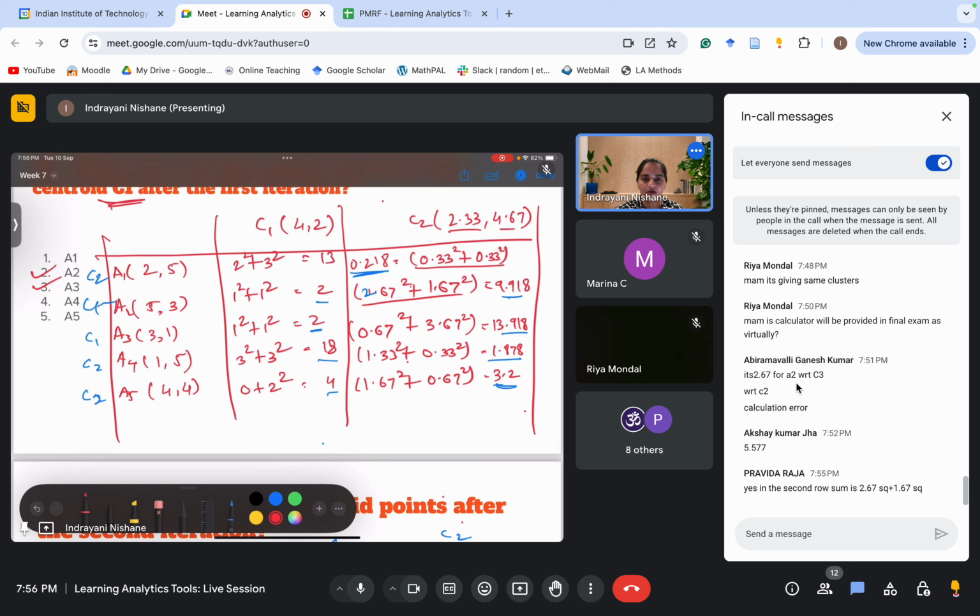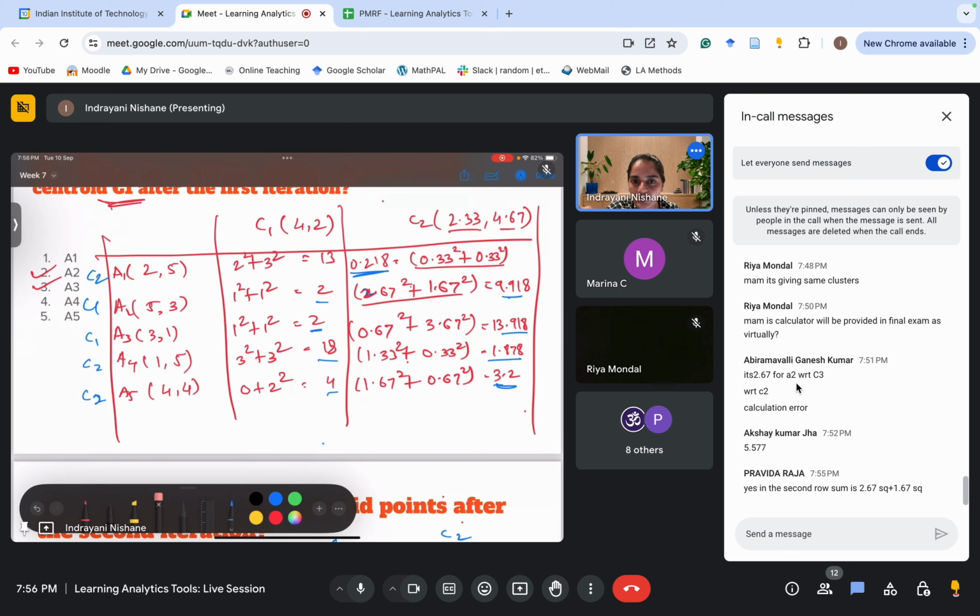9.918. Yeah, but still there is no difference between our answer and this. It still belongs to C1. The A2 point still belongs to C1. So even after that calculation mistake, I hope other calculations are correct.